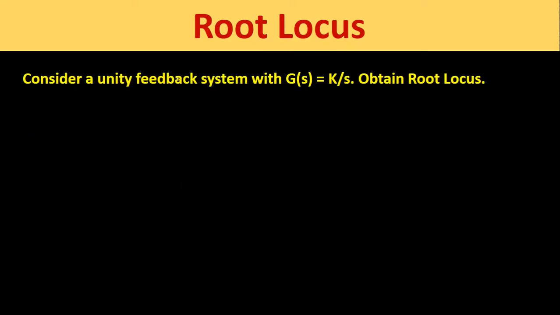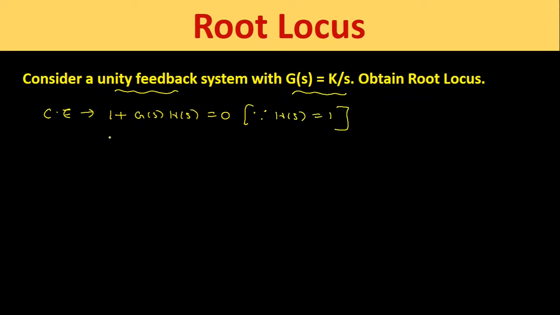Now let us understand this root locus method with the help of an example. Consider a unity feedback system with forward path transfer function G(s) = K/s. Obtain the root locus. That means we have to draw the root locus for the system given with forward path transfer function K/s. So first for this we will find out the characteristic equation. The characteristic equation is given by the formula 1 + G(s)H(s) = 0. Since it is a unity feedback control system, the feedback path transfer function H(s) will be equal to 1. When we put H = 1 in this equation, we will get 1 + G(s) = 0. Now we will put the value of G(s) here.